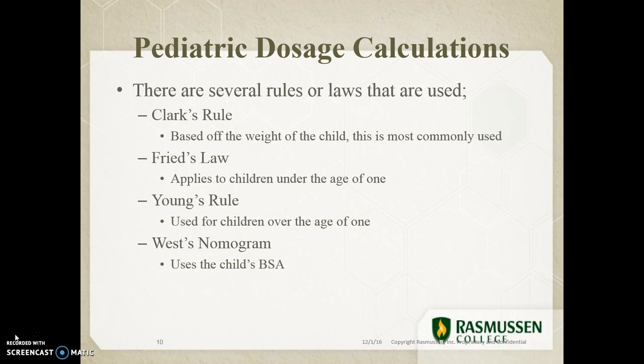First and foremost, we have Clark's rule, and this is based on the child's weight and the amount of medication that is needed for that weight. This is the most common one that we will use in the United States. We also have Fried's Law, which applies to children under the age of 1, Young's Rule, which applies to children who are over 1, and the West nomogram, which uses the child's BSA, or body surface area, to calculate the appropriate dosage.